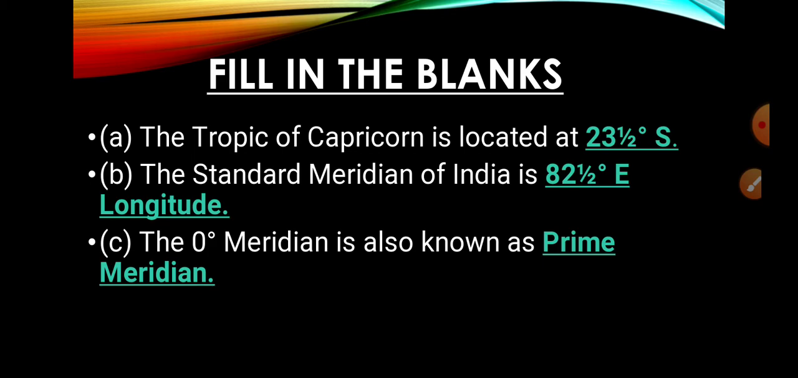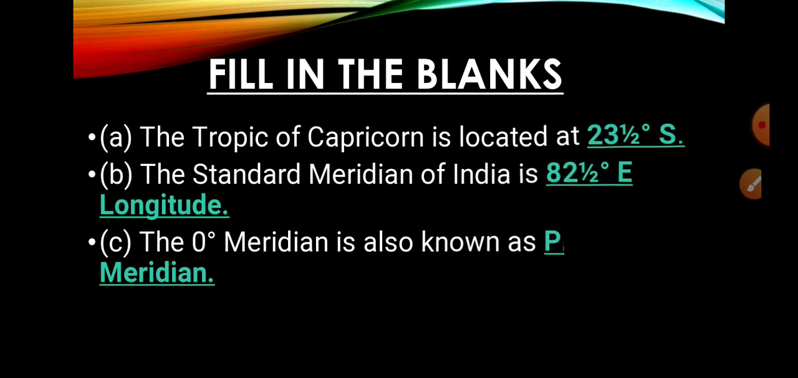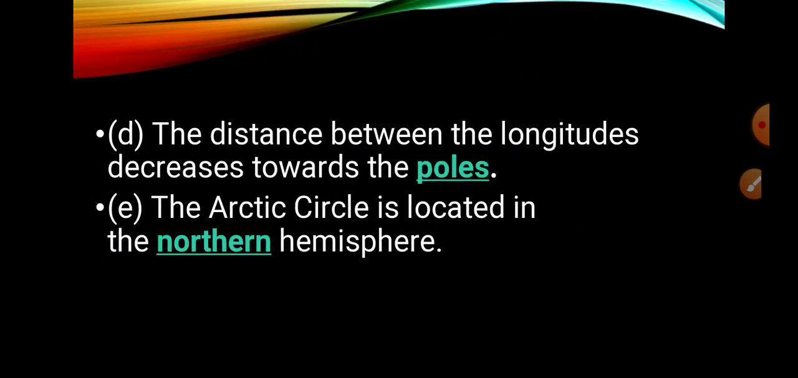Now, students, fill the blanks. Answers are already given. The Tropic of Capricorn is located at 23.5 degree south. Next, the standard meridian of India is 82.5 degree east longitude. The 0 degree meridian is also known as prime meridian. The distance between the longitudes decreases towards the poles. The Arctic Circle is located in the northern hemisphere.